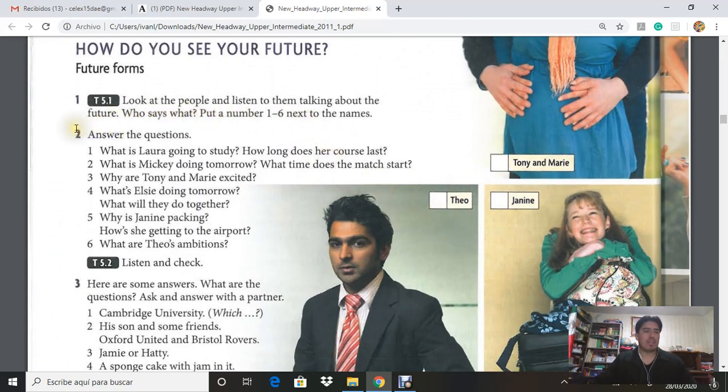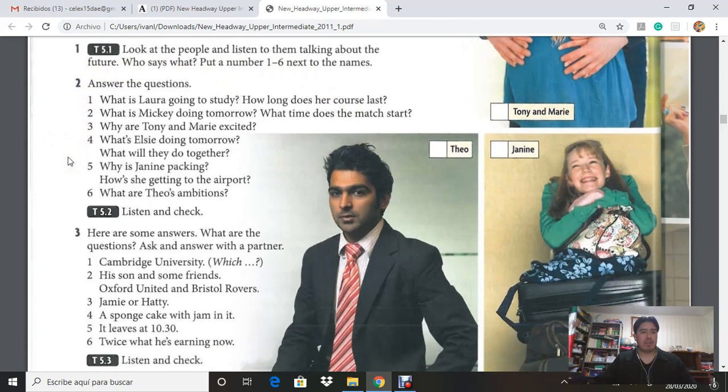Once you have completed that, now you need to answer these specific questions from number 1 to number 6. For example, number 1 is, what is Laura going to study? How long does her course last? If you check the information at page 126, the correct answer for question number 1 is that she's going to study geography and that the course lasts 3 years. So please continue doing the same for the rest of the questions. You should take around 10 minutes to answer them.